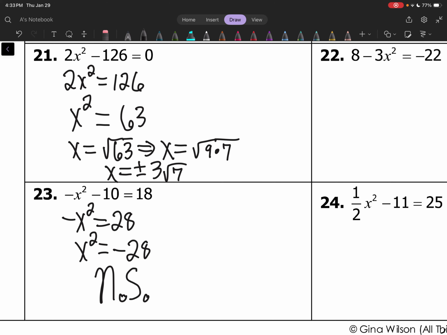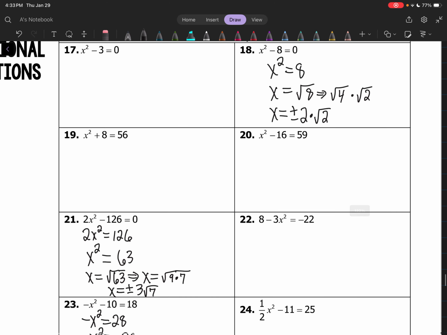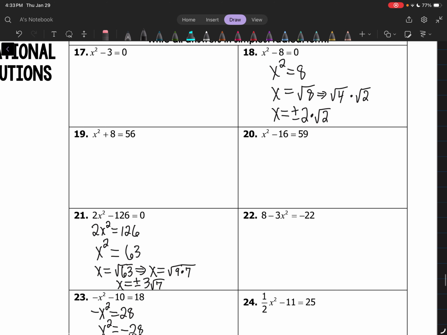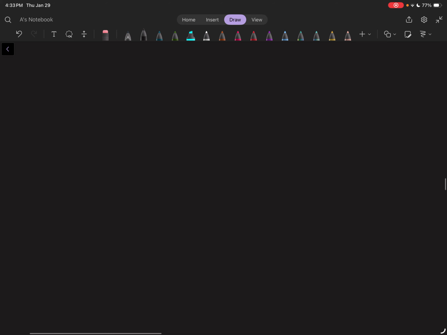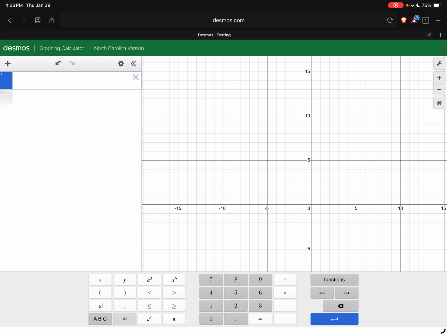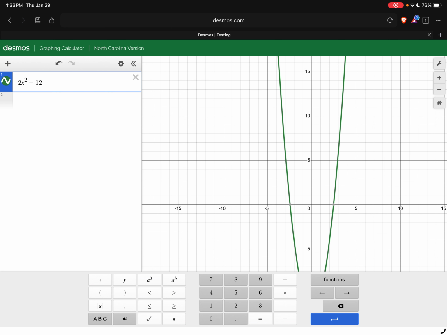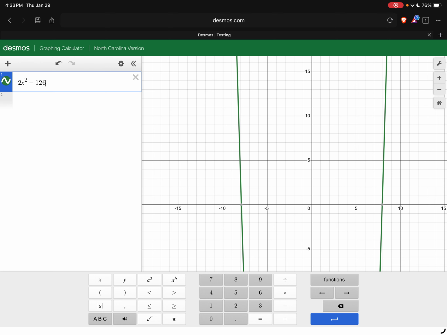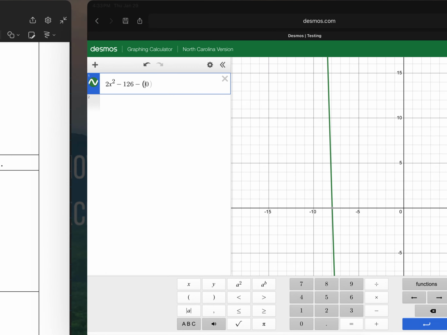Now I want to show you how you can use Desmos to help you on the test. But to get the exact answer, you have to be able to work it out by hand. Okay, so try these. Now I'm going to show you the trick in Desmos, and then I'll show you the answers. That problem was 2x squared minus, I'm pretty sure it was 126, equals 0. Instead of equal, you put minus parenthesis.